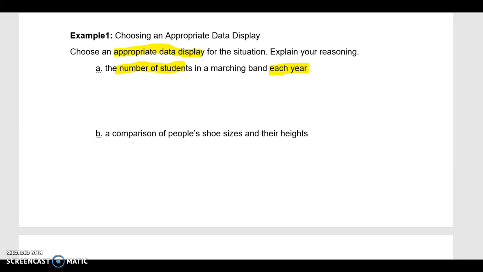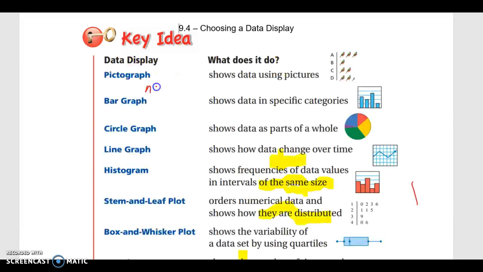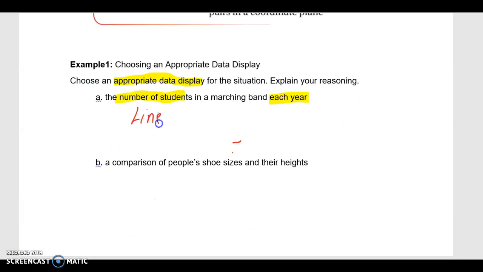So I would say for this set of data, the best way to represent this piece of data would be a line graph. The key here, our reasoning, is because we're showing change over time. So if I want to show how many students were in band in 2016 and 2017 and 2018, a line graph would best represent that data.